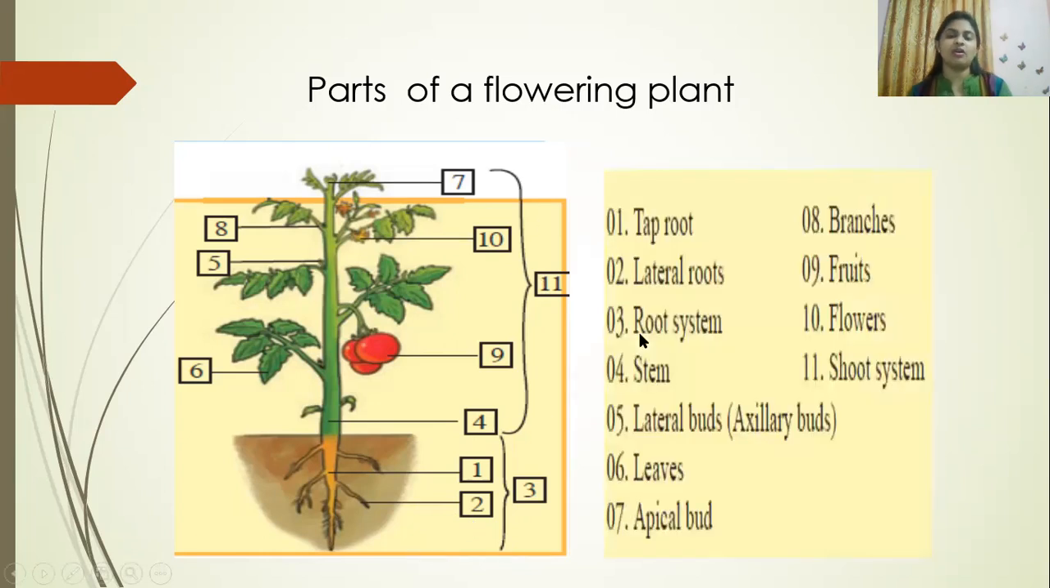Now check whether all these are correct. Number 1 is taproot, 2 lateral roots, then number 3 root system, 4 stem, 5 lateral buds, or we call them axillary buds too. There is a similar term.